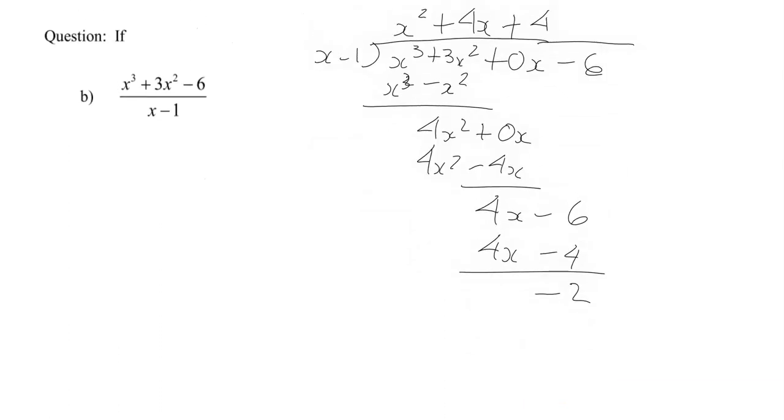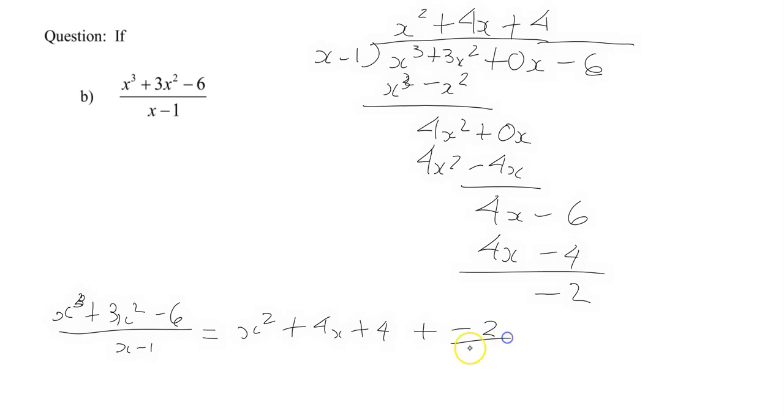That's the remainder. So we can say this two different ways. x cubed plus 3x squared minus 6 over x minus 1 is equal to, so the polynomial over the divisor, is equal to the quotient x squared plus 4x plus 4 plus the remainder, right, which is negative 2 of these guys.